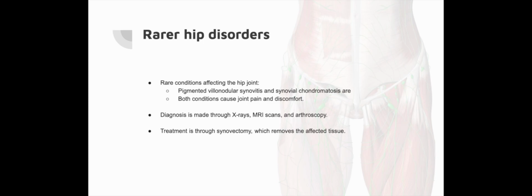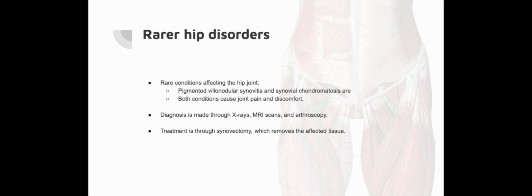Rarer hip disorders. Pigmented villonodular synovitis is a rare benign tumor of the hip joint's synovial lining. It causes nonspecific and vague symptoms. X-rays may be normal in the early stages, but later show cyst formation on the femoral neck, and MRI scans can detect iron pigments in the synovium. Diagnosis is confirmed by arthroscopic biopsy, and treatment involves synovectomy of the hip joint.